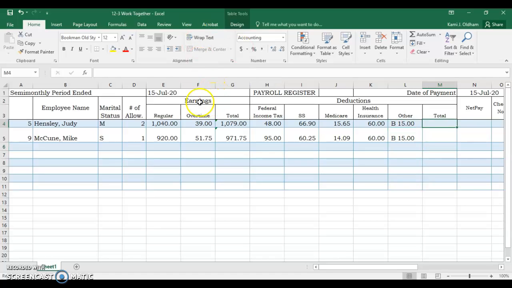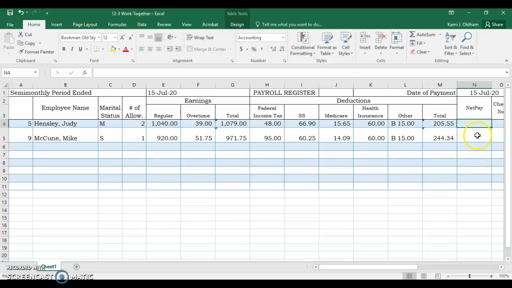You'll see here that the payroll register is broken down into the earnings section and then the deductions section. Here we have a total for our earnings. Now we have a total for our deductions. So we're going to add federal income tax, Social Security, Medicare, health insurance, and other. For Judy, we end up with 205.55. And for Mike, we end up with 244.34.